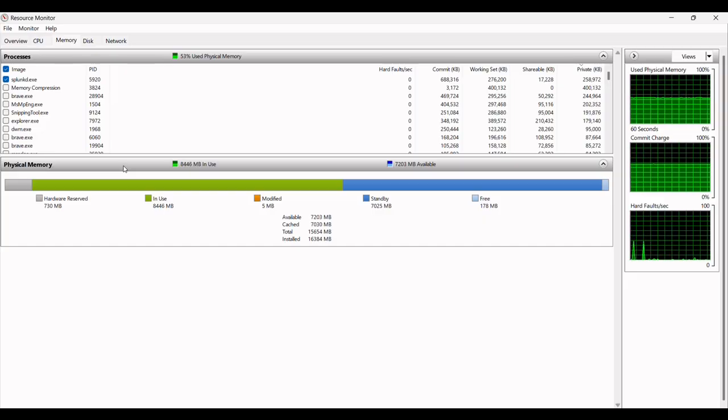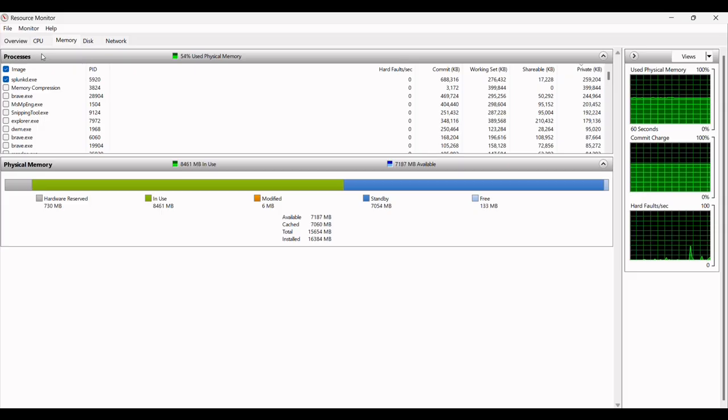Now we are inside the memory tab of Resource Monitor. This section provides detailed visibility into how processes are consuming physical memory and virtual memory resources. Compared to Task Manager, this view provides deeper memory analysis useful for troubleshooting system slowdowns and memory bottlenecks.